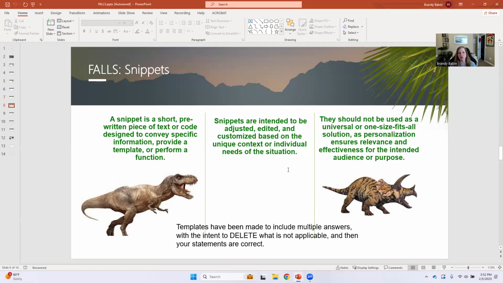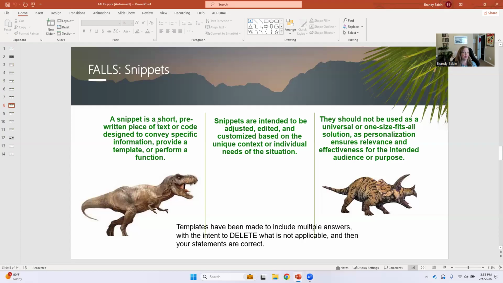This is as important as your tobacco cessation. Snippets need to be adjusted. So a snippet, that's what we call it in our computer system. A snippet or a dot phrase is a short, pre-written piece of code or text designed to convey specific information. And it's either in a template or it's in a statement, a sentence, two sentences, paragraph form, and it is just a brief, concise statement.